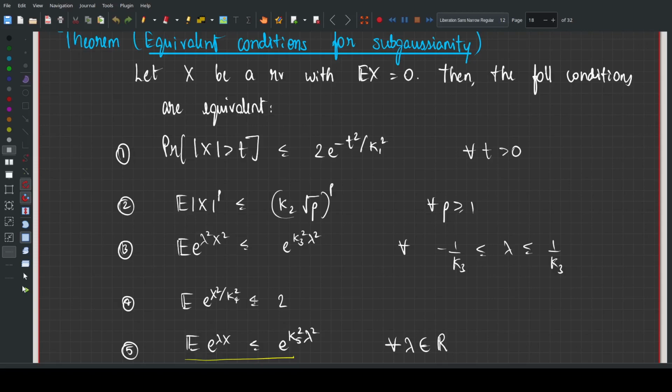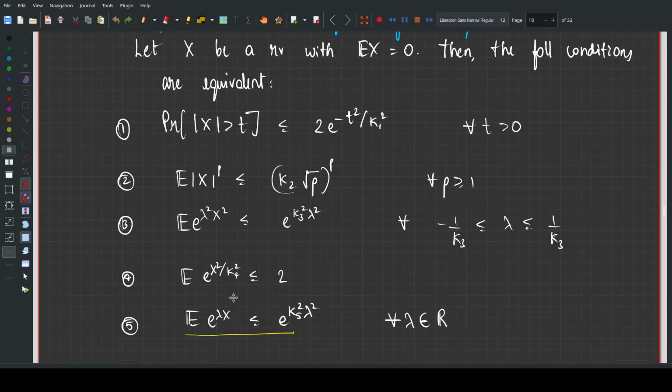That's the same as saying that the moment generating function is bounded for some value of lambda. Maybe not bounded for all values of lambda, but there is some value of lambda for which the moment generating function of x square is bounded. And it's also equivalent to the first definition of Subgaussian random variables that I gave, which says that the moment generating function is upper bounded by the moment generating function of a Gaussian with some particular variance.